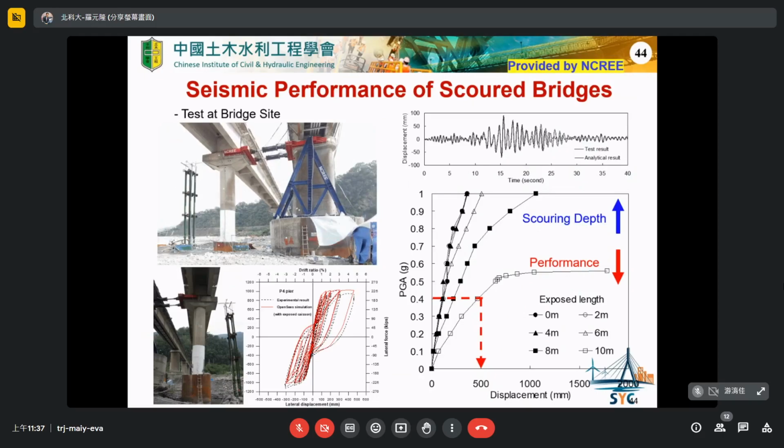You can see we implemented a steel frame to support the original wall-type retaining wall, and implemented the actuator to put a cyclic loading on the bridge top. And we use the LVDT, the displacement sensor, to measure its displacement. So eventually we can have the hysteretic curve.